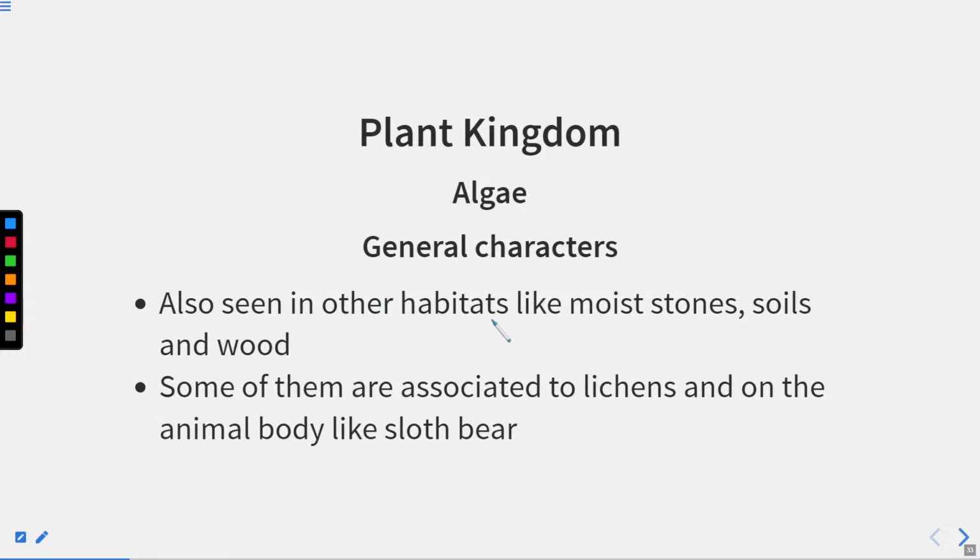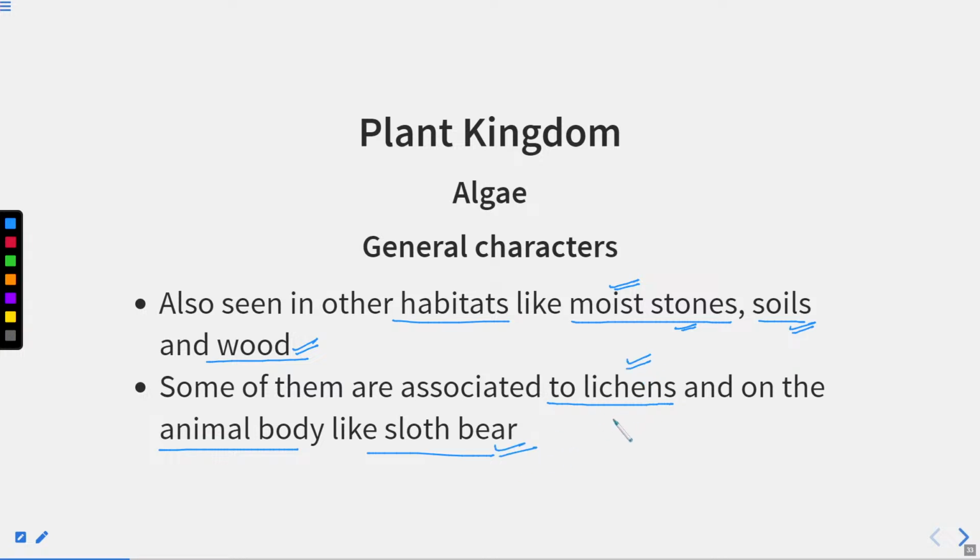Also seen in other habitats like moist stones, soils and wood. So they are not only present in the aquatic environment, but they are also present on moist stones, the stones which have a film of water. Wet soil also contains algae. And sometimes you can see on the bark of wood that is quite wet, especially if you go to the rainforest area where the wood is always wet, and on the surface of this wood you can see algae growing, right? So they are also seen in such habitats like moist stones, soil and wood. Some of them are associated with lichens and with animal bodies like the sloth bear.